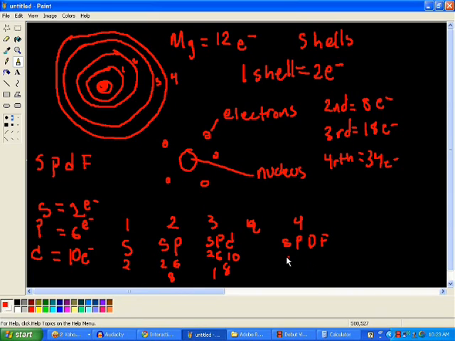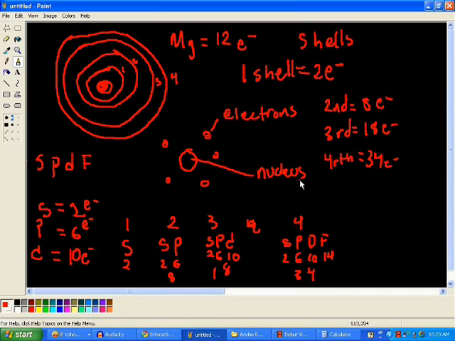The fourth shell has an S, P, D, and F subshell. We know S holds 2, P holds 6, D holds 10, F holds 14. So we add that up and that's 34. Is it 34? 18, yeah, 34. So this is how we understand the shells of an atom.